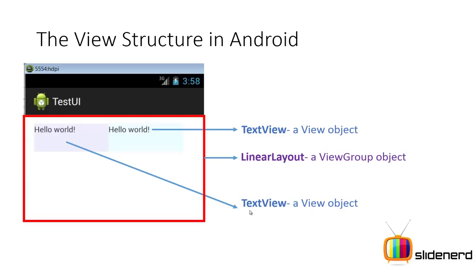Now there are other types of view groups, like there is relative layout, there is a frame layout, there is a table layout, there is a grid layout, and so on. In the upcoming videos, as we talk about different view groups, I will also talk about the other view groups in detail. But for now, let's just focus on one, that is the linear layout.